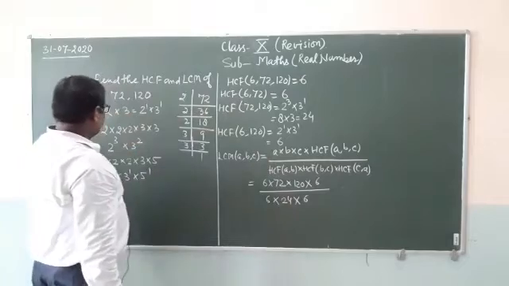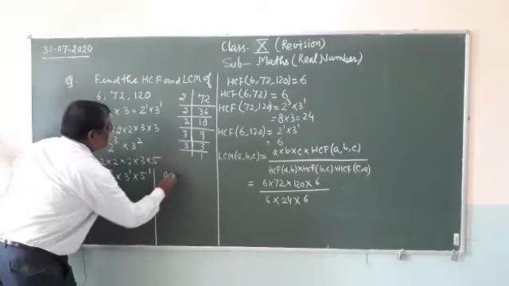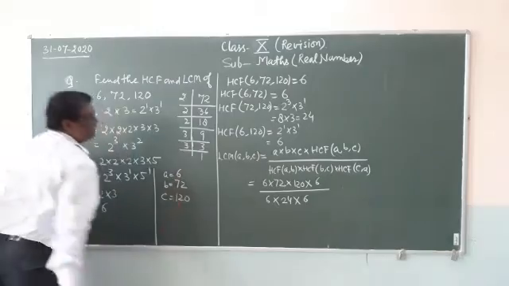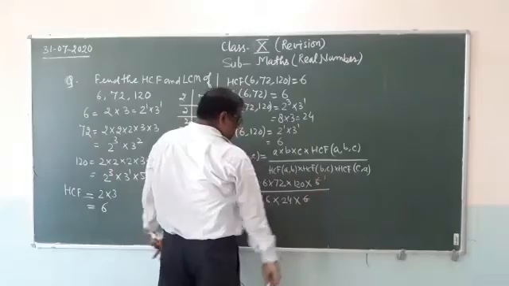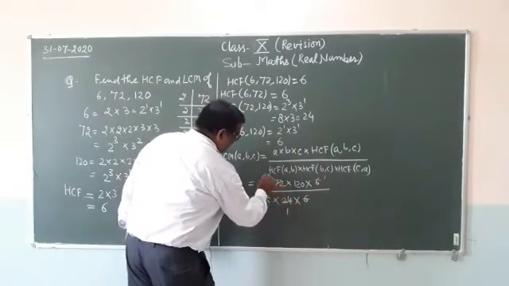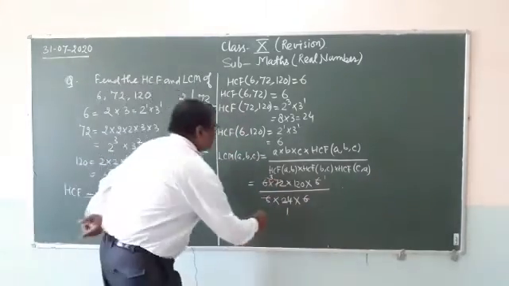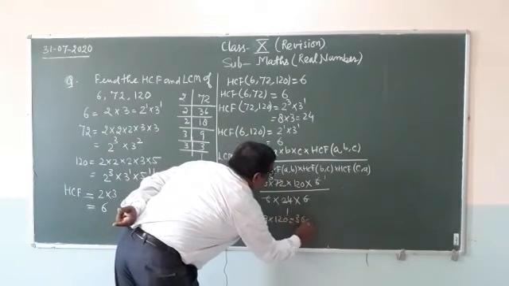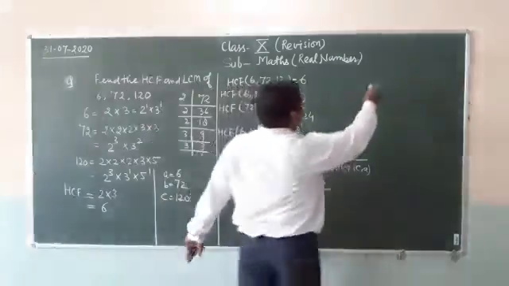Here A is equal to 6, B is equal to 72 and C is equal to 120. Now the 6 is cancelled, this is also cancelled, and 24 into 3 is 72, leaving 3. Now 3 into 120 is 360.